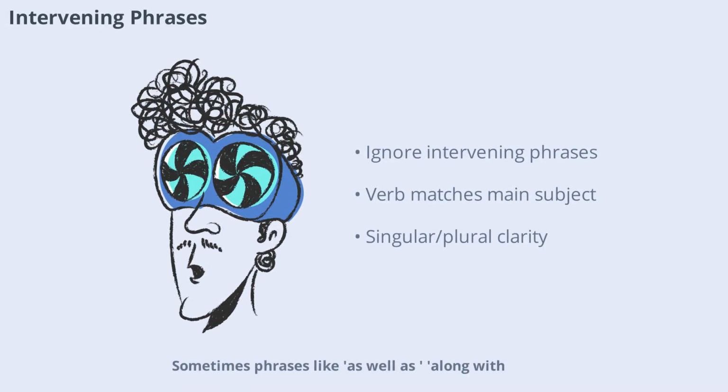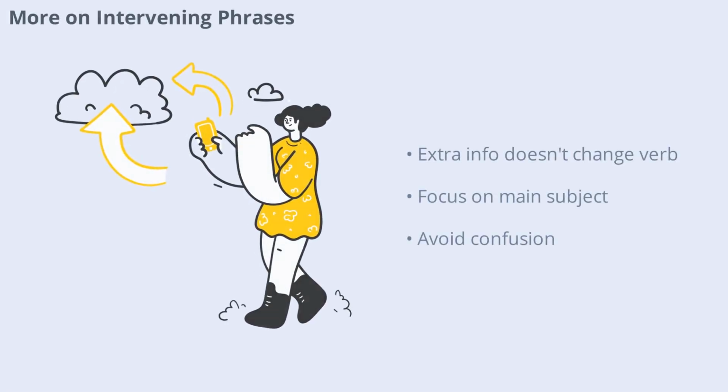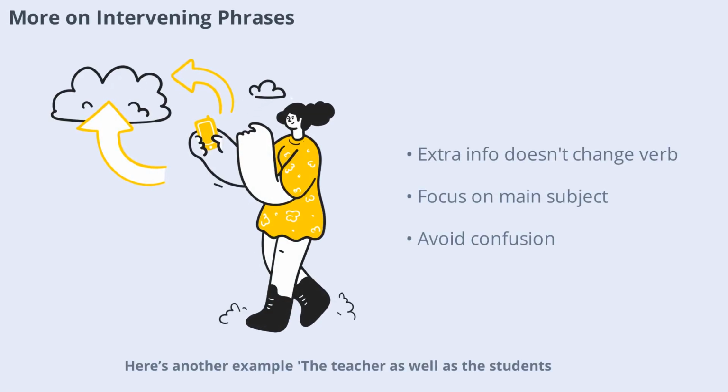Sometimes phrases like as well as, along with, or including come between the subject and verb. These phrases do not change the number of the subject. For example, the captain along with his crew members is staying on the ship. The main subject is captain, so the verb remains singular even though crew members is plural. Here's another example. The teacher as well as the students is attending the meeting. The phrase as well as the students does not affect the verb, which matches the singular subject teacher. This rule helps you avoid confusion when extra information is added to a sentence.